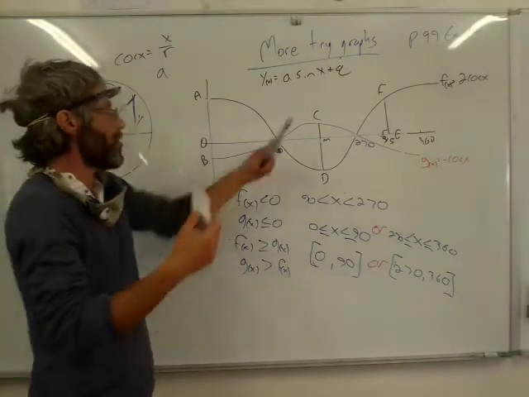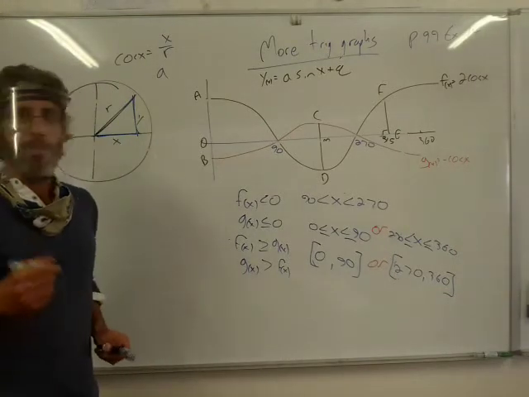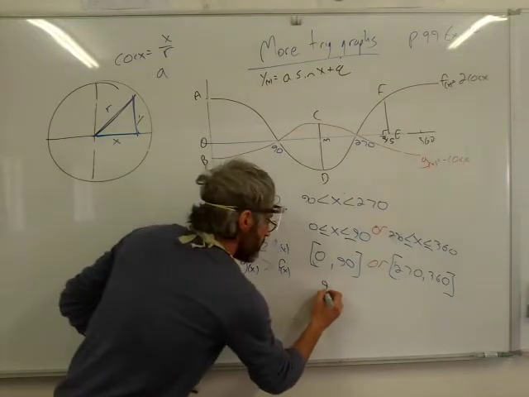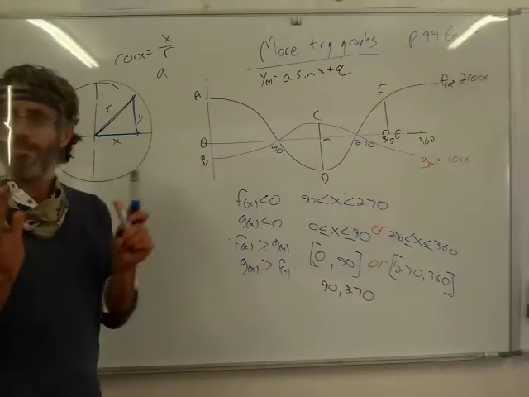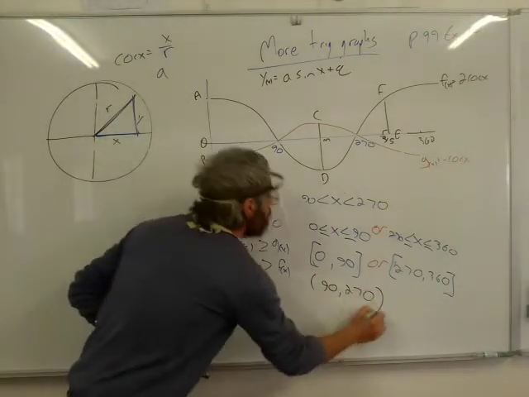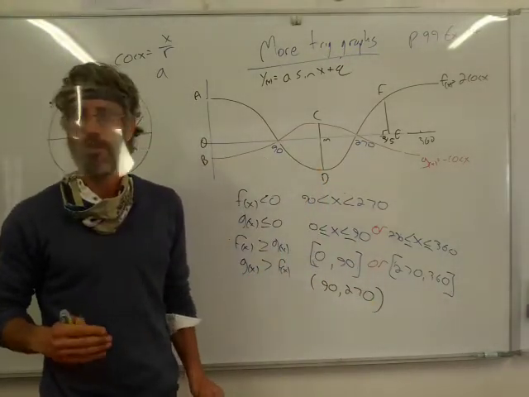Okay, and the last one, G is larger than F. So when is the red above the green? There, black. 90 to 270. Let's write it again like this. 90 to 270. What kind of circle? Because we don't include the edges because it has to be really larger.